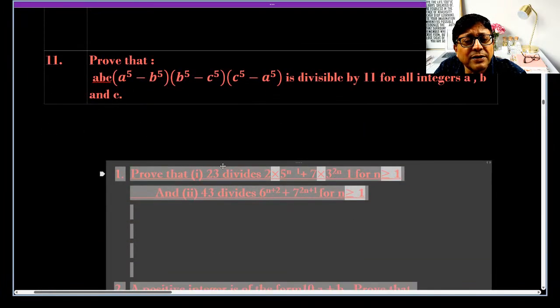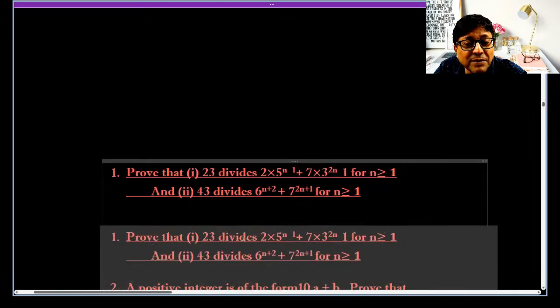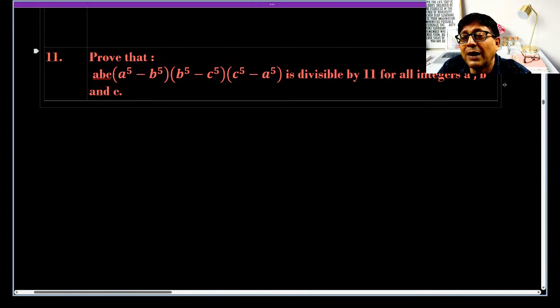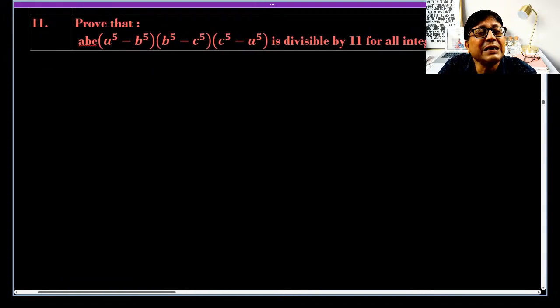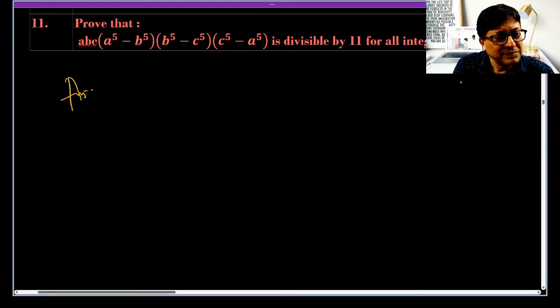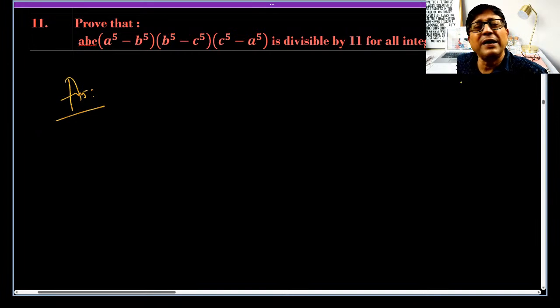Let us go for another very interesting sum. Prove that ABC into this thing is divisible by 11 for all integers A, B and C. How to prove it? ABC, A to the power 5 minus B to the power 5, in the same manner for 3 integers, B to the power 5 minus C to the power 5, C to the power 5 minus A to the power 5, divisible by 11. How do you prove this?